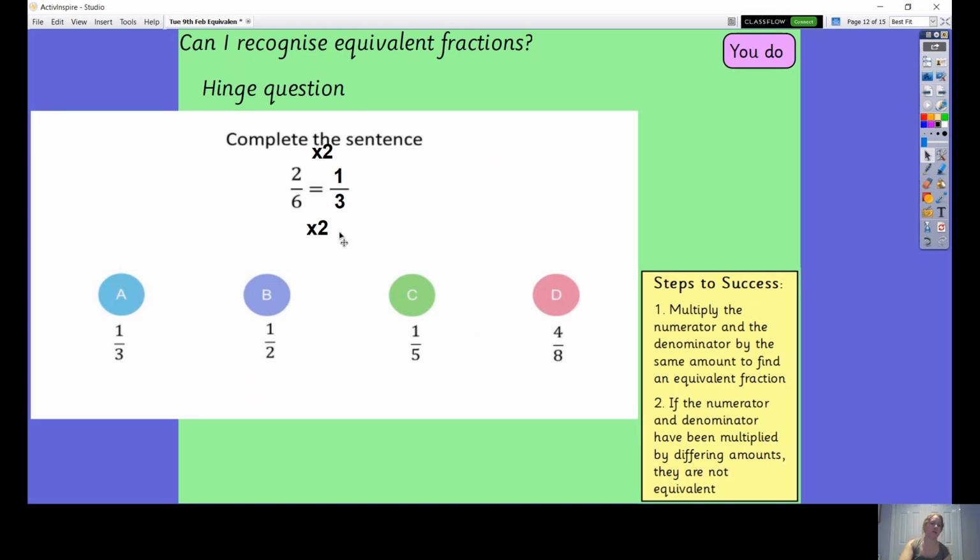Okay, so A is the correct answer because they're both multiplied by 2, top and bottom. So we know that, as it says in our steps to success, the numerator and the denominator have been multiplied by the same amount, so we know that that is an equivalent fraction.